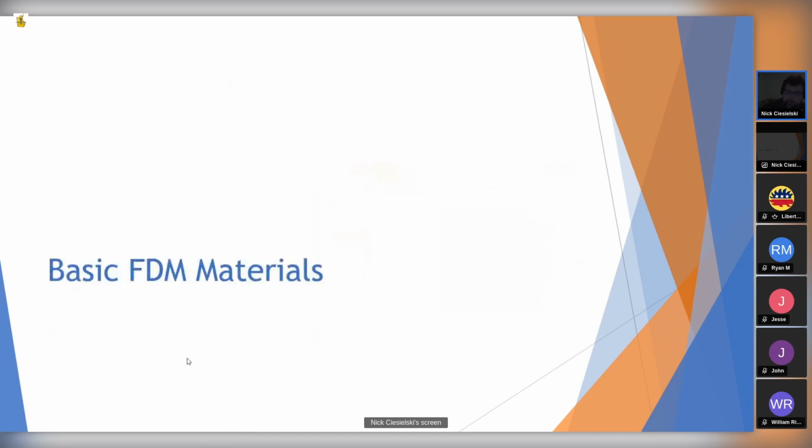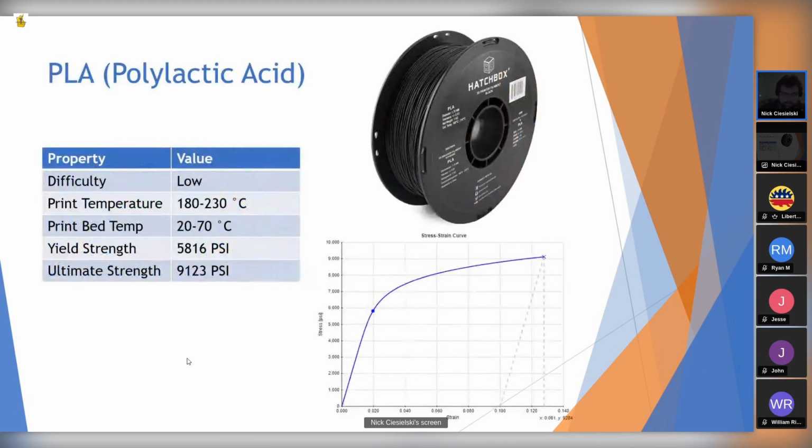So let's talk about some of the basic fused deposition modeling FDM materials that you're going to see. It's good to kind of know some of the basics. So the first one, PLA, polylactic acid. Like I said, this is the most basic filament you're going to find. You can get these from all over the place. There's a million different manufacturers, a million different places to get them. They're easy to come by. They're easy to print. Fairly low temperature print.